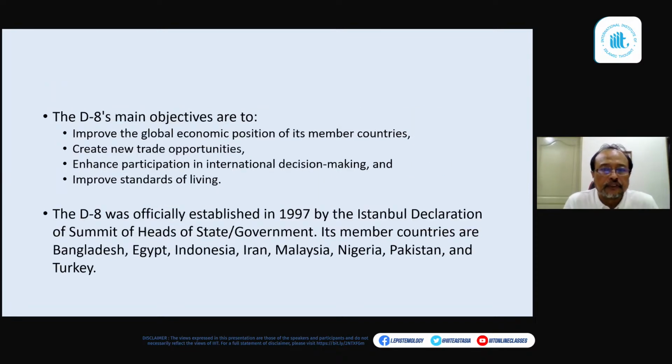Now, the members of the D8 are, in alphabetical order, Bangladesh, Egypt, Indonesia, Iran, Malaysia, Nigeria, Pakistan, and Turkey. So we see representation of Southeast Asia, South Asia, the Middle East, and also Africa in this organization. And they are starting small, especially in terms of trying to improve trade relations among themselves.